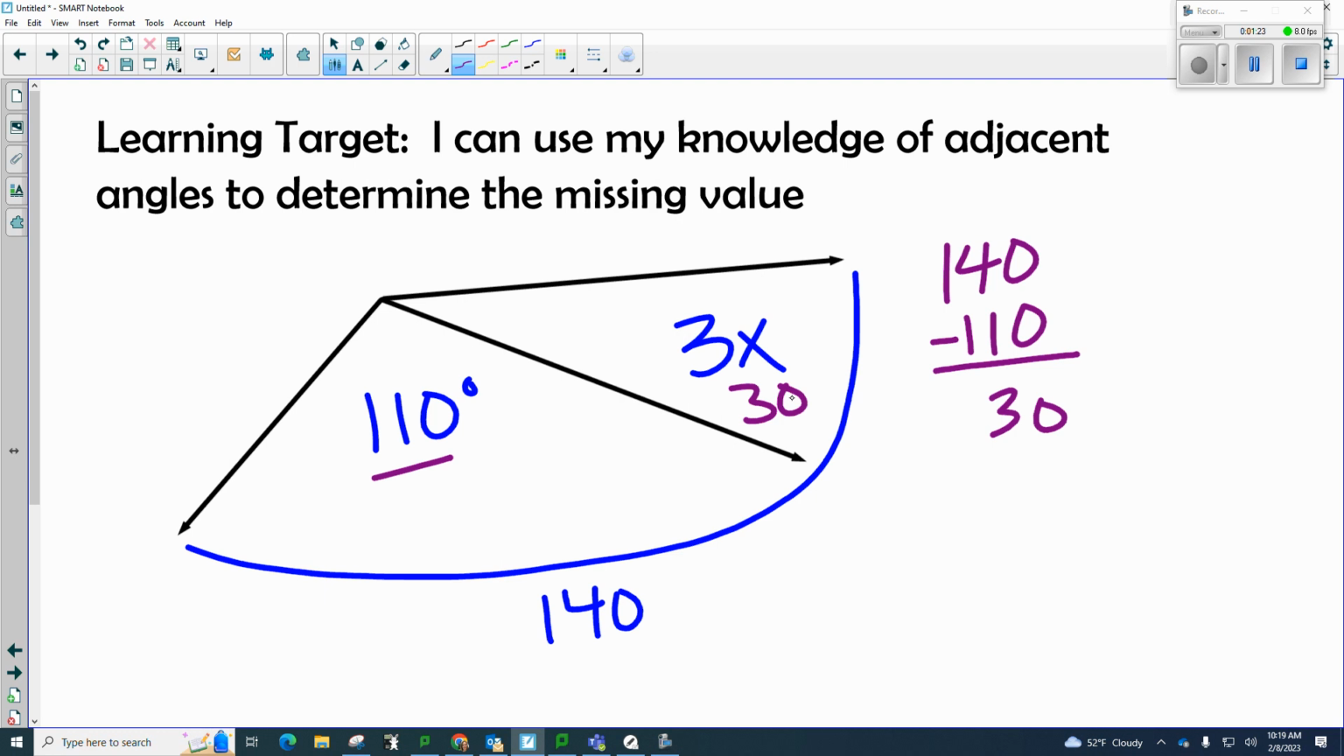Okay, now remember 3 times x means 3 times some number, and now we know 3 times that number has to equal 30. Okay, so hopefully maybe in your head you can figure out that 3 times 10 is 30. If you weren't sure, remember you can always divide. So we just figured out that x equals 10. All right, so that's kind of the just let me think it through way of solving it.